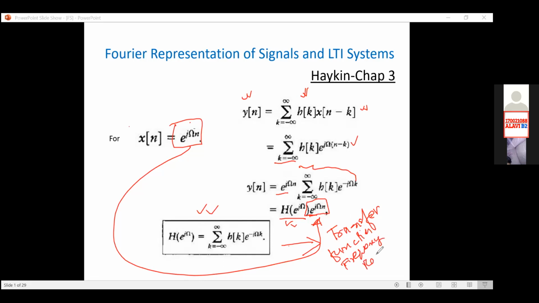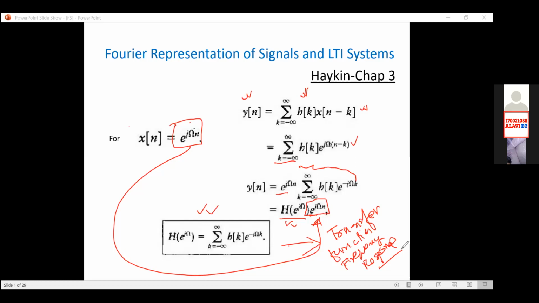It is the transfer function, or equivalently called the frequency response of your system. And it is a complex function. In general it will have a magnitude spectrum as well as a phase spectrum, that is, a magnitude and an angle. This representation is very general, so for any frequency omega, this equation will hold.